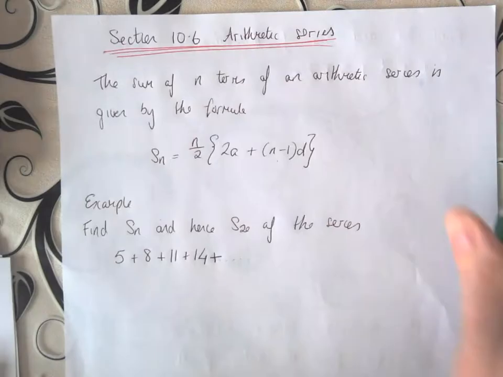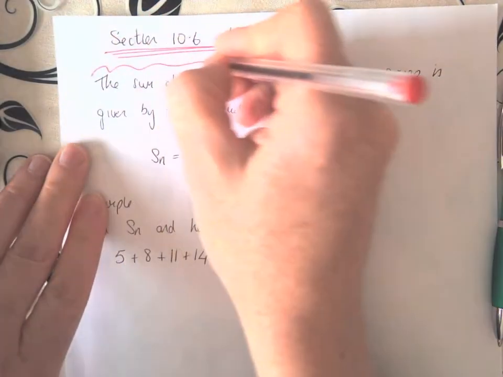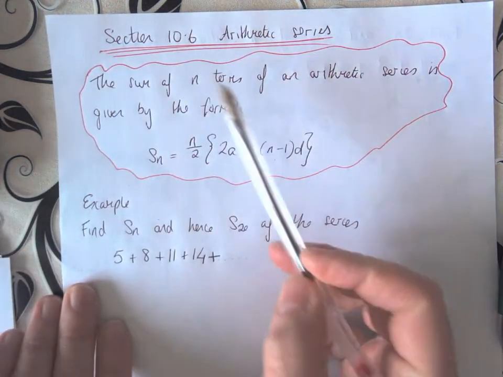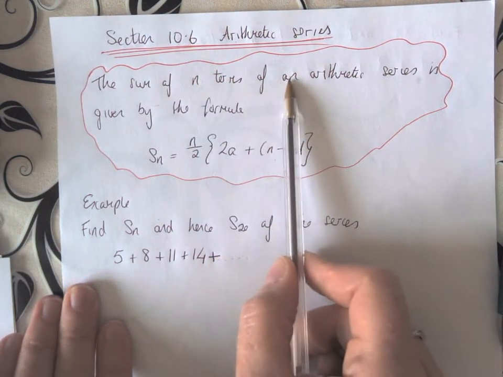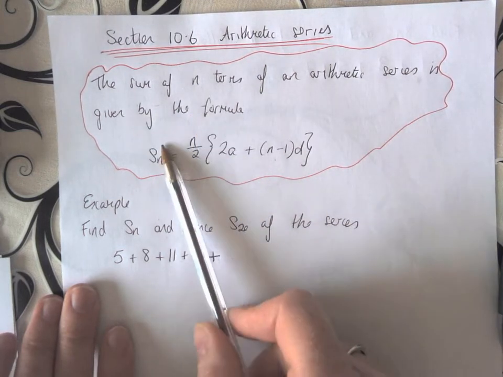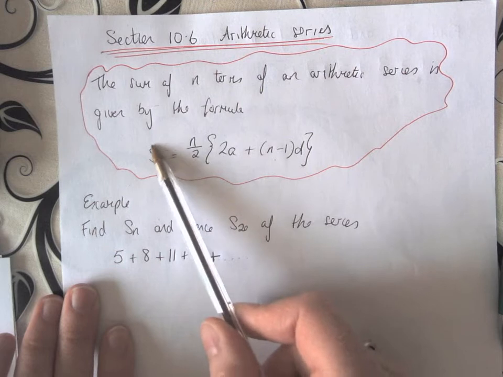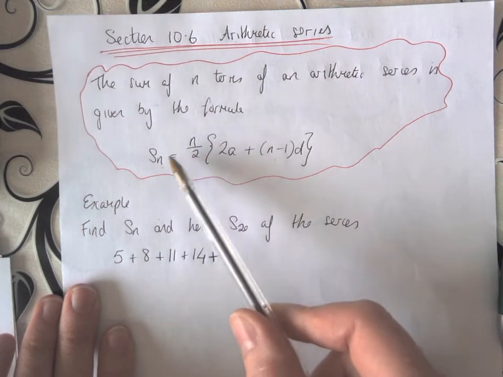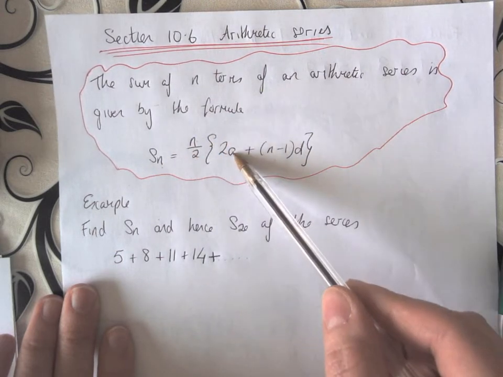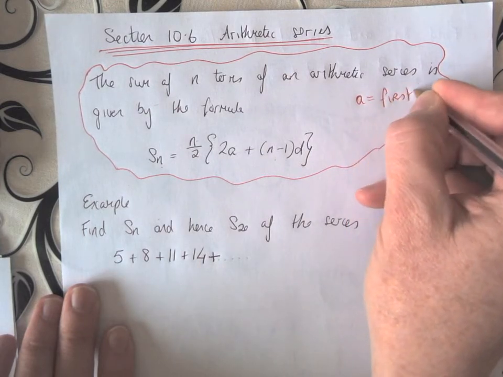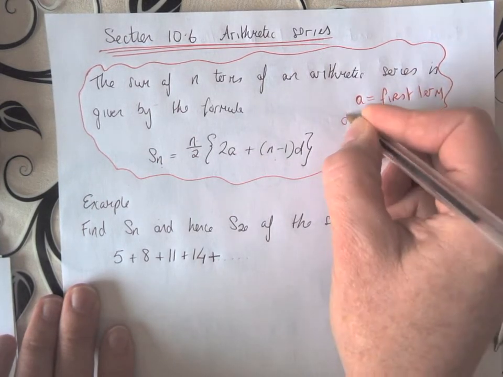So this formula is in your logbooks, and it's the formula when you want to sum up a certain number of terms. So the sum of n terms of an arithmetic sequence is given by the formula Sn. Where n could be 5, you might just want to add up 5 of the terms, and then everywhere there's an n, you replace it by 5. A again is your first term, and d is your common difference.